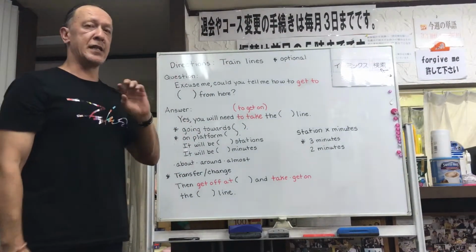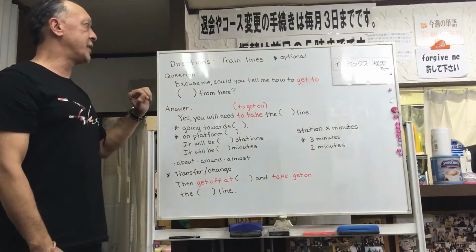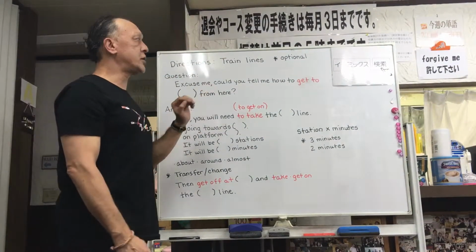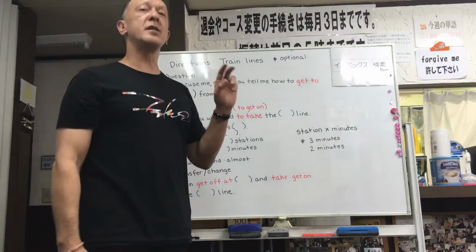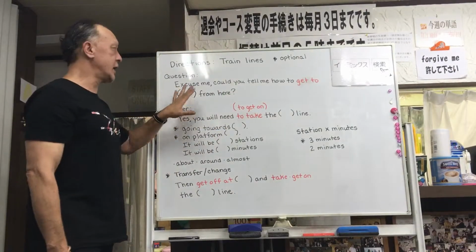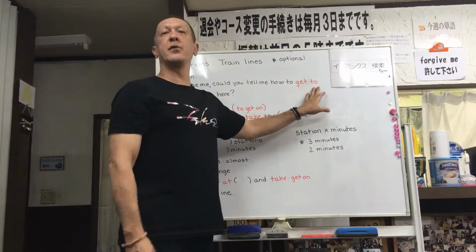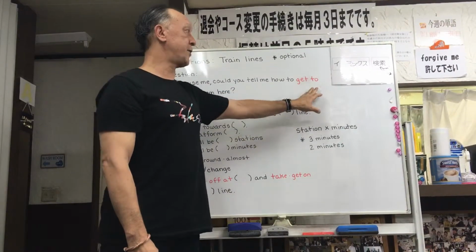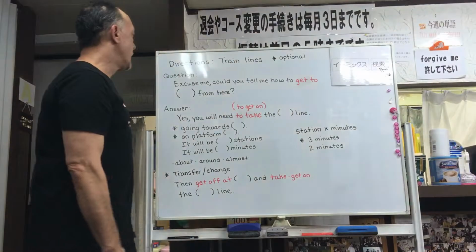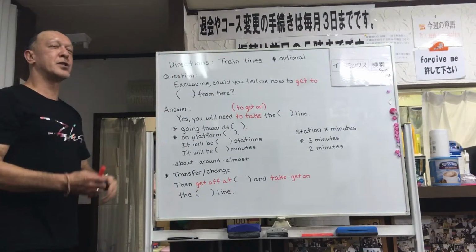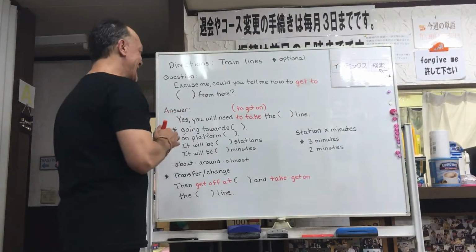It can often change, but generally we have, "Excuse me, could you tell me how to get to Nandaka from here?" The word "get to" is very important, okay? So let's follow that form. For the answer form, of course, we do want to say yes.